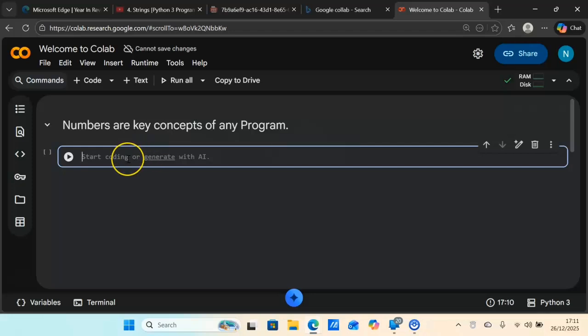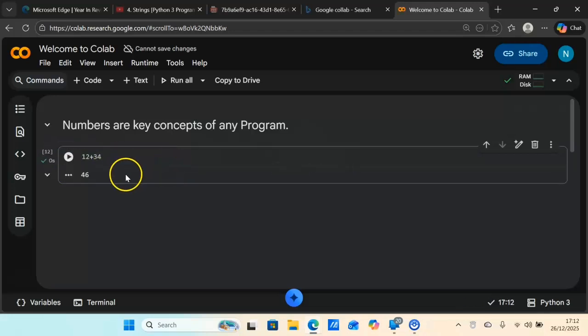operations in Python. So let's start with addition. Let's say I've been asked to add two numbers, 12 and 34. You just write plain 12 plus 34. When you do this, you have 46. So move to the next.